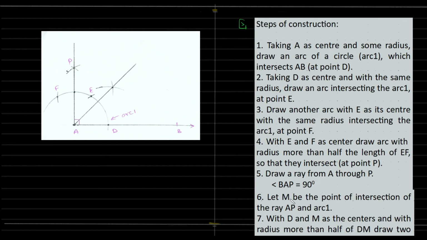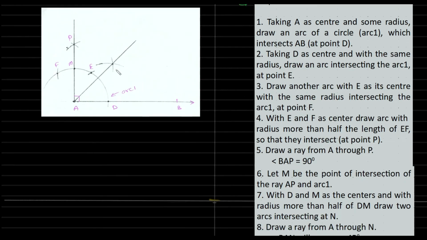So let M be the point of intersection of arc AP and arc 1. So that's M. With D and M as centers, with radius more than half of DM, draw two arcs. Okay, so with more than half, draw two arcs and say this is point N. So NAD will give you 45 degrees.